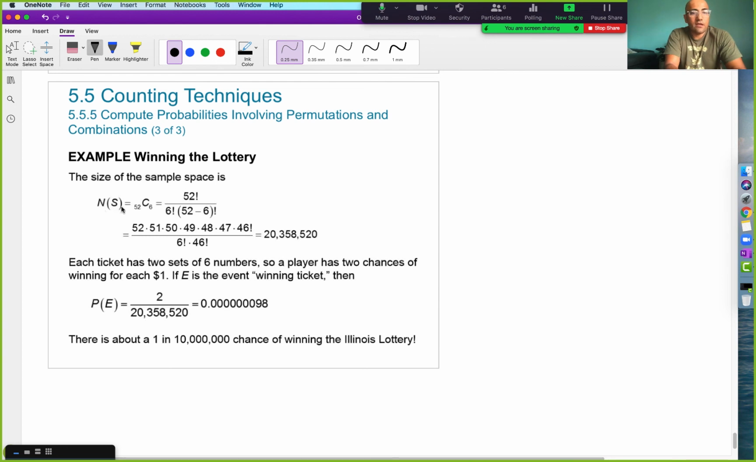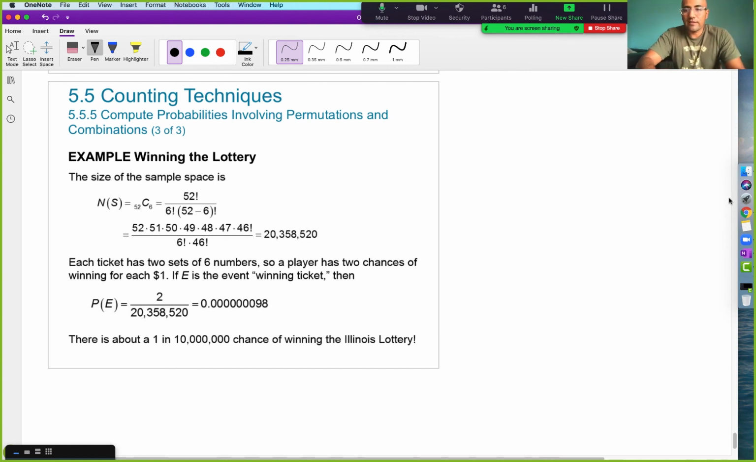So here is our work. N of S, the number of ways to choose 6 out of 52, is our sample space. It's combinations of 52 choose 6. We use our formula: 52 factorial over 52 minus 6 factorial, and then there's also this extra 6 factorial. We could expand it all out and simplify it a little bit, or we can just use our calculator and punch that in. We get 20,358,520 different ways to do that.